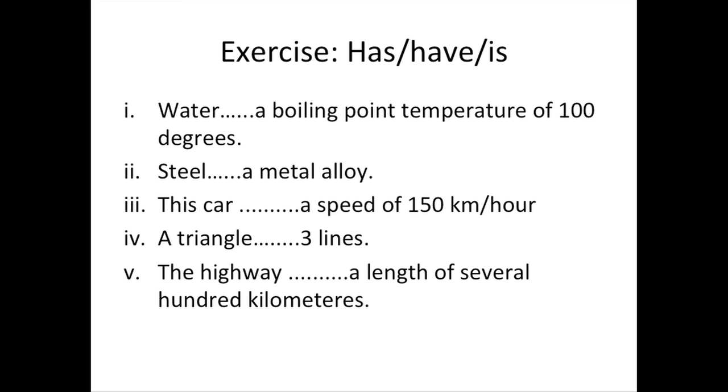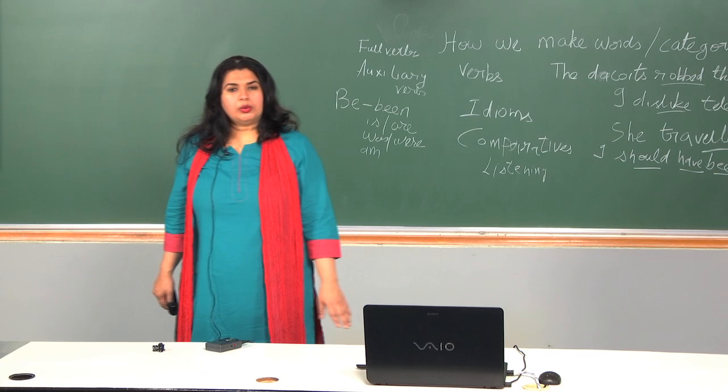The car has a speed of 150 kilometers per hour. A triangle has three lines, it consists of three lines. The highway has a length, not is a length, has a length. We are talking about a particular highway, and what are its qualities? It has a length of several hundred kilometers. So that is how we use is, has, have, or is.